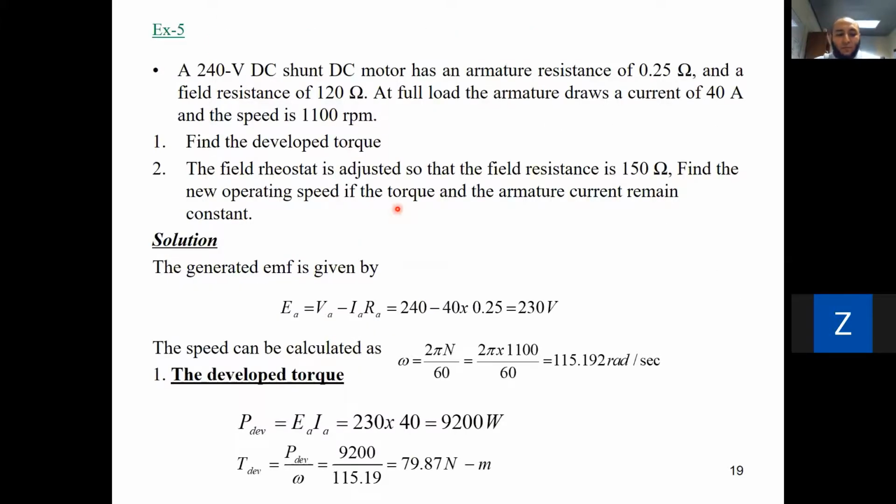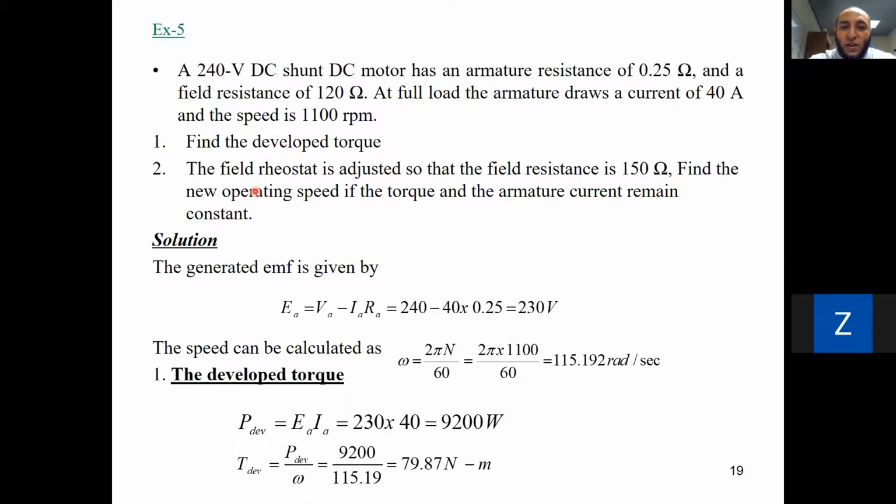So this is the technique which is preferred for DC machine control. Here is an example. A 240 volt DC shunt motor has an armature resistance of 0.25 ohm and a field resistance of 120 ohm. At full load, the armature draws a current of 40 amps and the speed is 1100 RPM. Find the developed torque, then if the field rheostat is adjusted so that the field resistance is 150 ohms, find the new operating speed if the torque and the armature current remain constant.